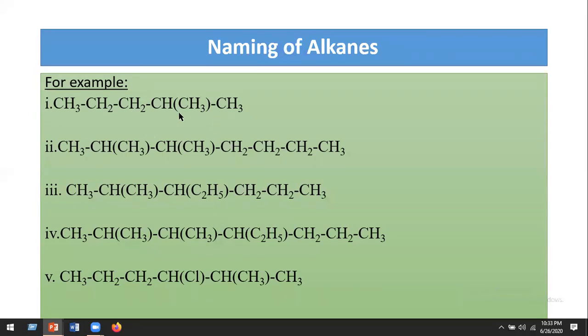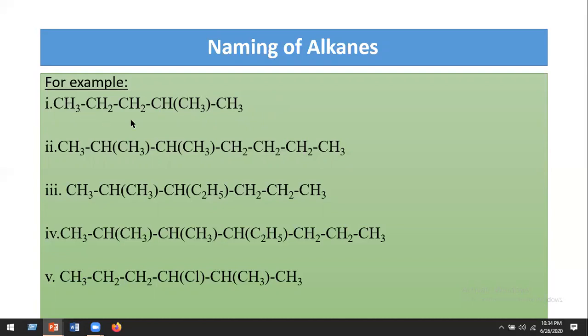Number one, you may count the longest carbon chain from left to right or right to left, 1, 2, 3, 4, 5. But if you count from left to right, the position of the substituent is at position 4. But if you count from right to left, then the position of this group is at number 2, which is the lowest number. So you have to count from right to left. 1, 2, 3, 4, and 5.